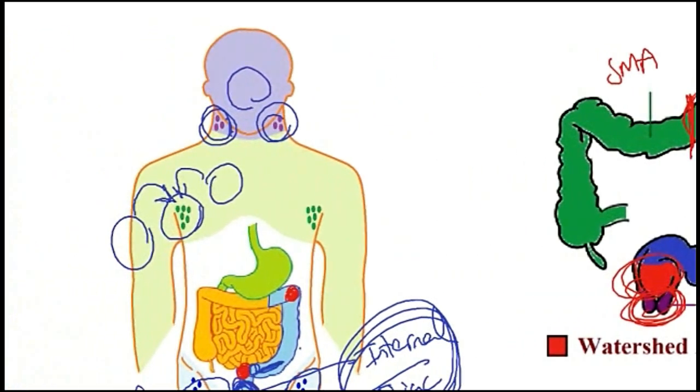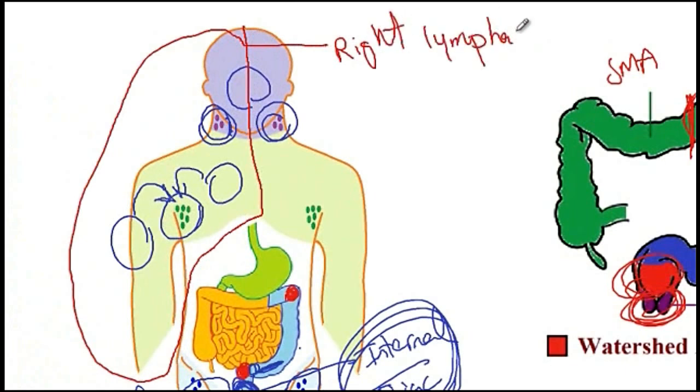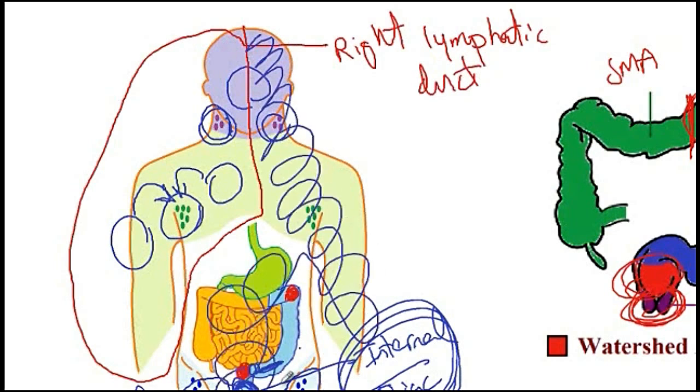One last point that I would like to stress in terms of lymphatic drainage is that the right half of the head and the right chest and the right limb are all being drained into the right lymphatic duct. Versus the left half of the head and the left chest and the left limb and everywhere else, including the lower parts, are all being drained into the thoracic duct.